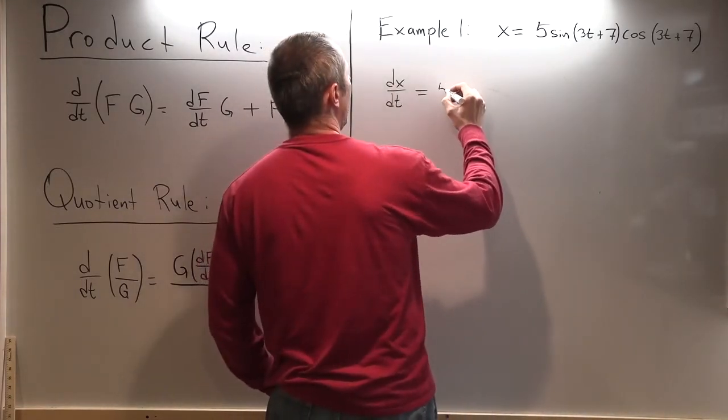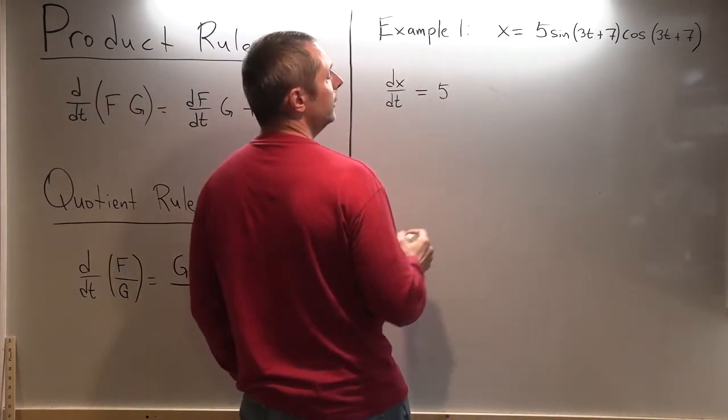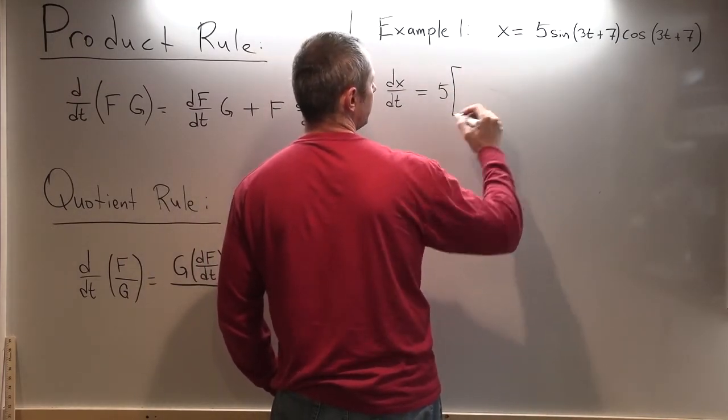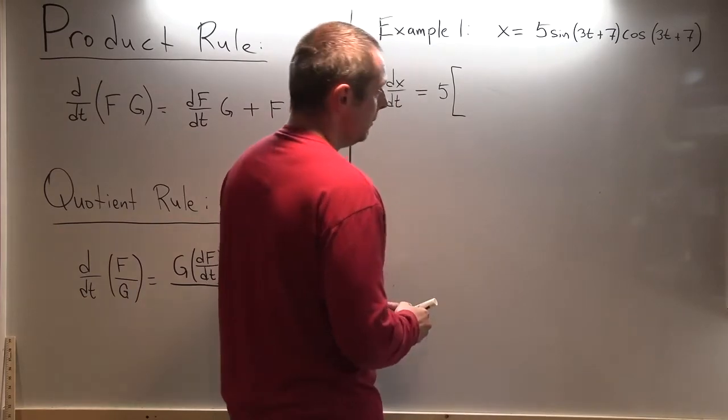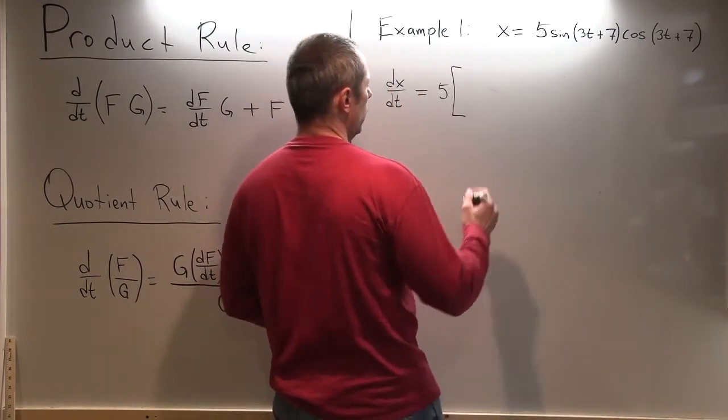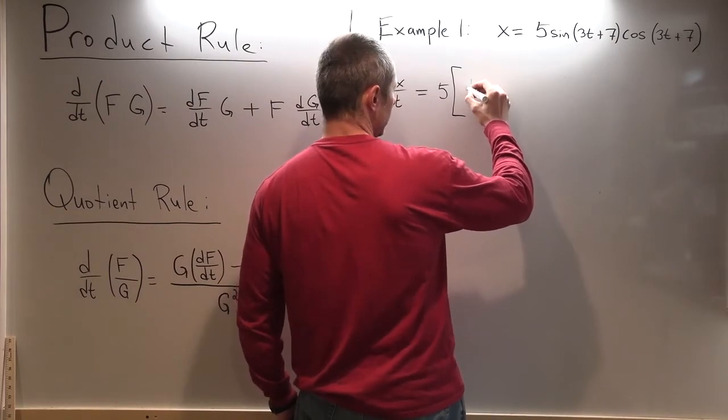First of all, the 5 is a constant. We could just leave that out of the process in the front here. And the first thing I'm going to do is take the derivative of the first function. What I'm going to try and do is maybe color coordinate this. Maybe it'll be a little clearer.